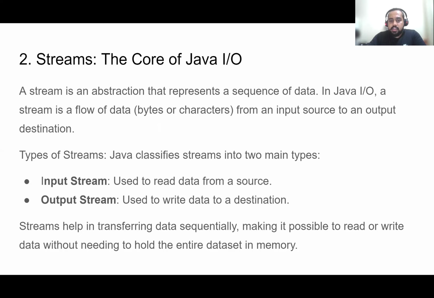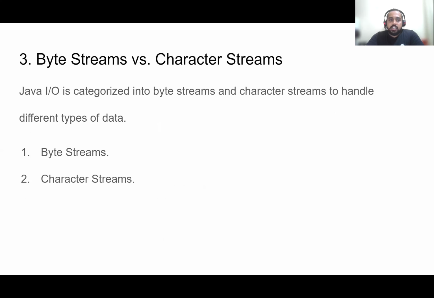Streams help in transferring data sequentially. This is the most important thing here. Transferring data sequentially makes it possible to read or write data without needing to hold the entire data set in memory. Suppose we have a very big file; instead of loading all the data at a time into RAM, which is highly impractical, and moreover in a real-time production server, where a lot of data is coming from users all over the world, using streams we can easily handle it instead of burdening RAM by putting the whole data in one shot.